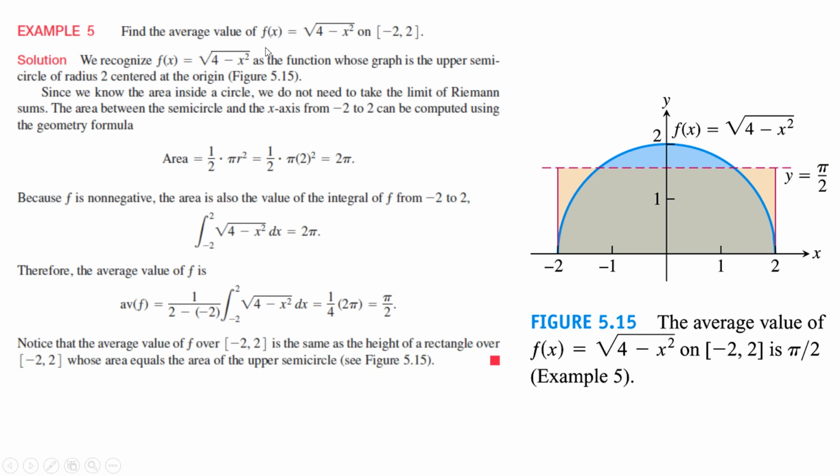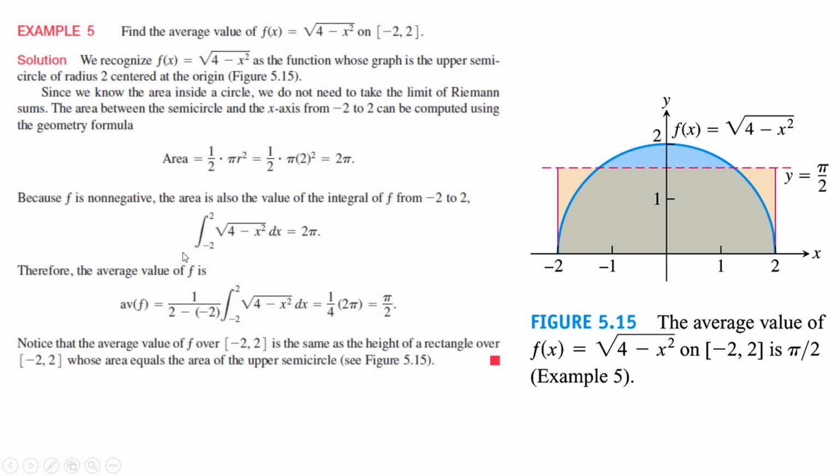So let's find average values. There is an example. Find the average value of f(x) equals the square root of 4 minus x squared on the interval minus 2 to 2. So in this case a and b are minus 2 and 2 respectively, and f(x) is the square root of 4 minus x squared. We have to integrate this function on the interval minus 2 to 2. This will in fact be the area, and then we divide it by the length of the interval, which is 2 minus negative 2, that is 4. This will give us the average value of the function.